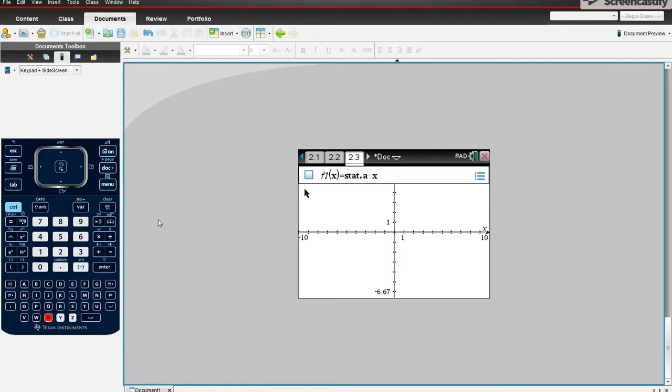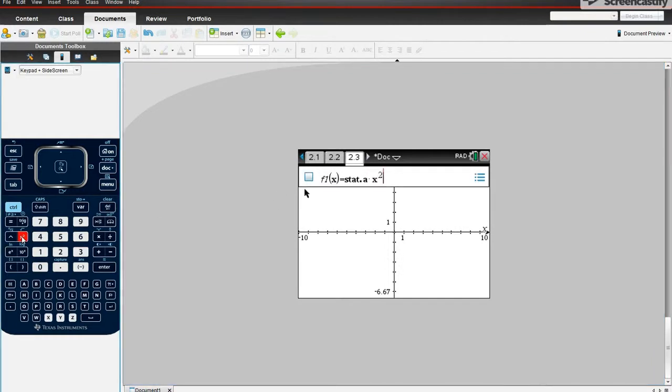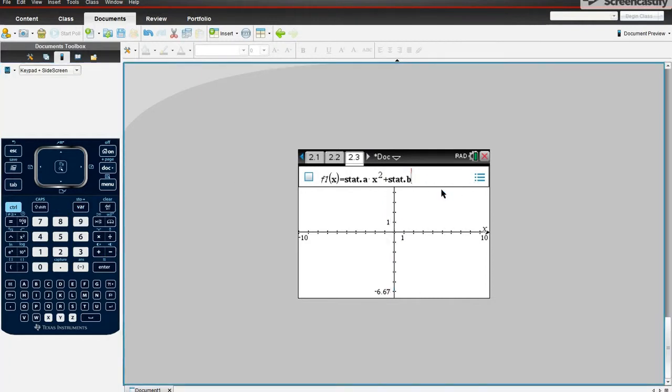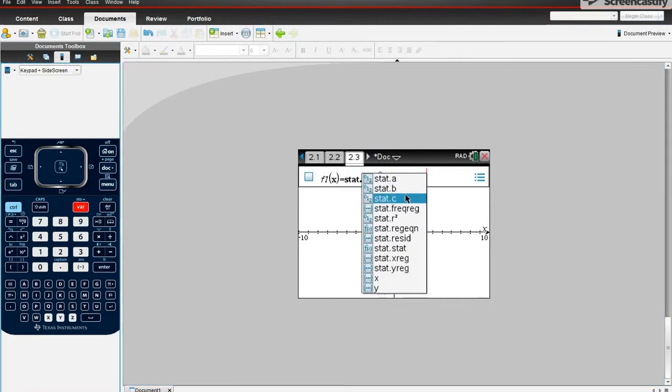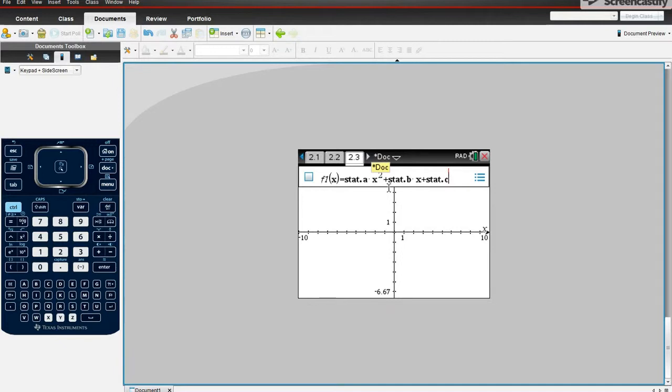times X, and then we need to square it, plus push the var button again to get B, again times X, and then plus var again to get C. It's really important you put pluses between each one, even if you have a minus sign on your paper, because the calculator already knows it's minus. It will fix itself, and then hit enter.